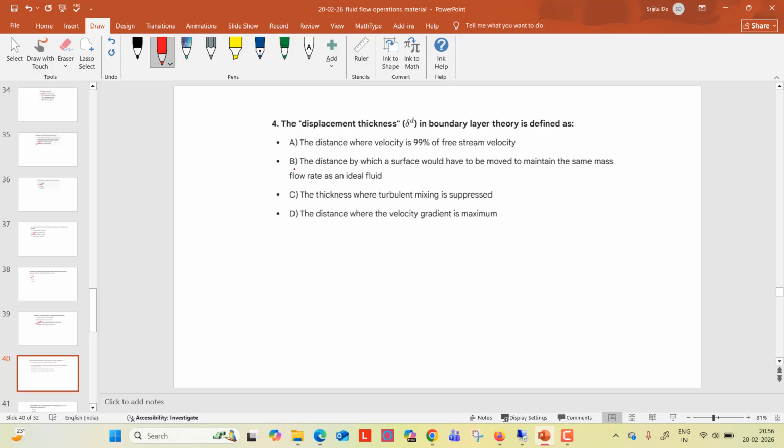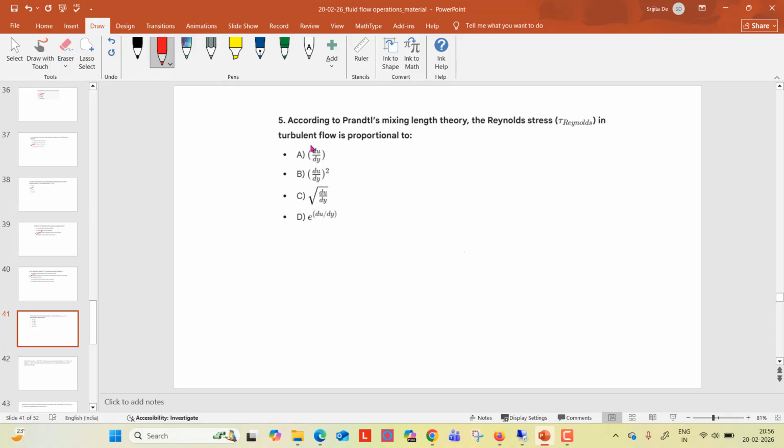Next, according to Prandtl's mixing length theory, the Reynolds stress in turbulent flow is proportional to what? In the Prandtl theory, the Reynolds stress is proportional to rho L square, tau T equals rho L square (du/dy) square. So it is option B.